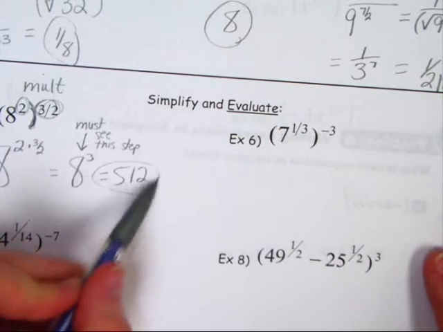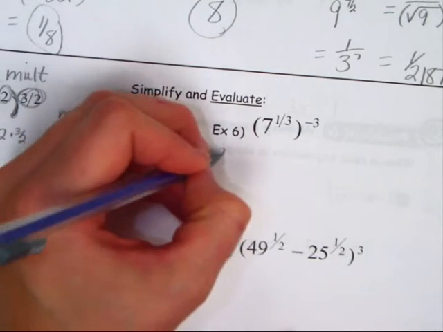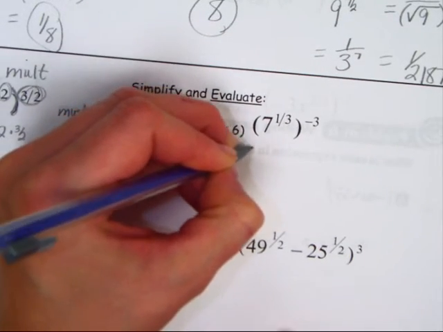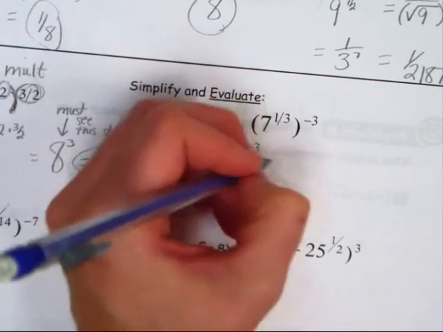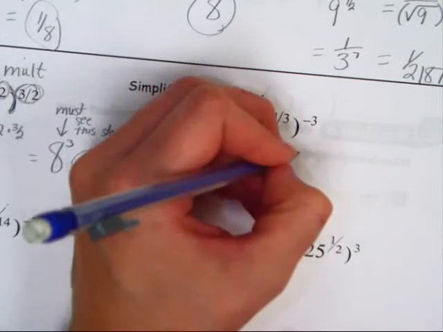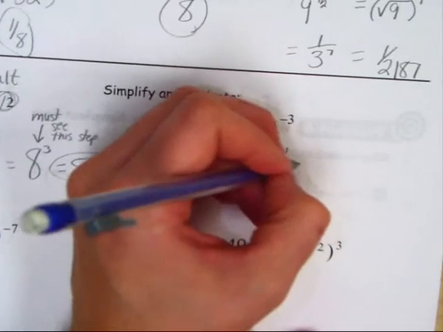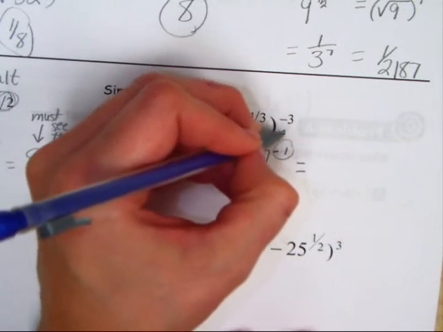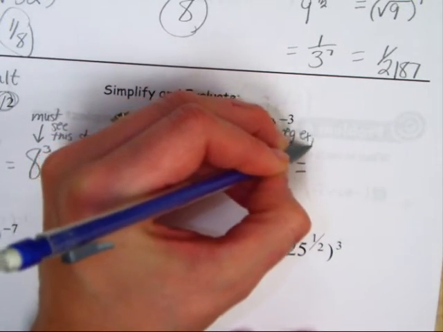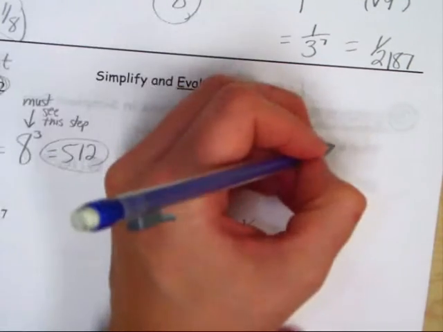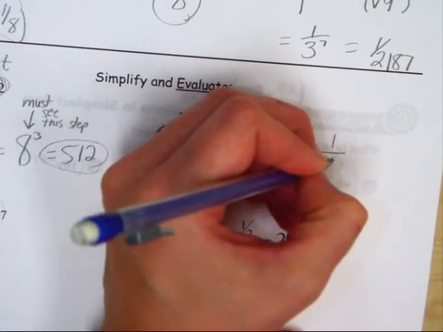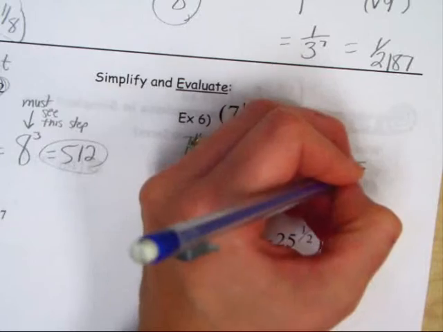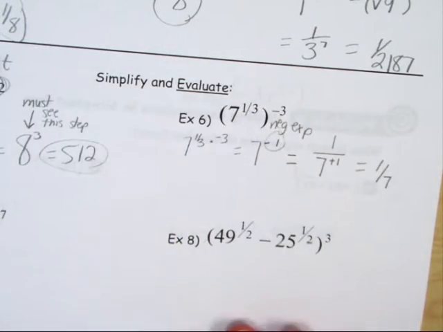Moving on. This is 7 to the 1/3 times negative 3. That is 7 to the negative 1. Negative exponent means move it to the bottom. That's 1 over 7 to the positive 1, which is 1 over 7.